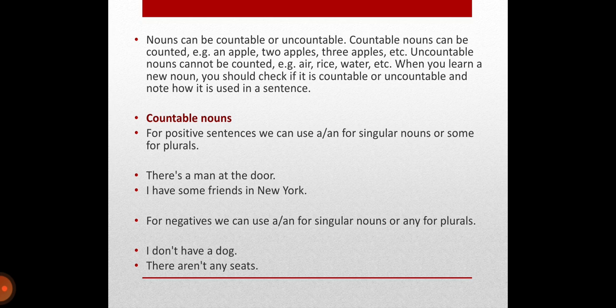For negatives, we can use a or an for singular nouns or any for plurals. So I can say I don't have a dog, and I can say there aren't any seats.